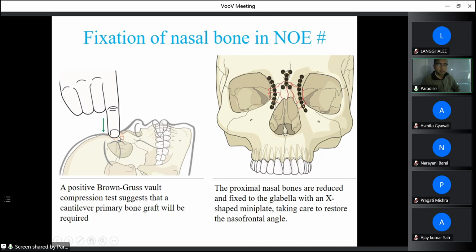If it is not stable, then you have to use plate and screw. Sometimes it is so severely injured that you might have to use bone graft. You have to reconstruct the nasal septum, and you might have to reconstruct the nasal bridge. The Brown-Gross vault compression test is used to check whether the nasal bone is stable or not, whether the comminuted fracture is present or not, whether you have to fix it or not. If it is severely injured, if it is comminuted fracture, then sometimes you might have to use bone graft to reconstruct the nasal bridge.